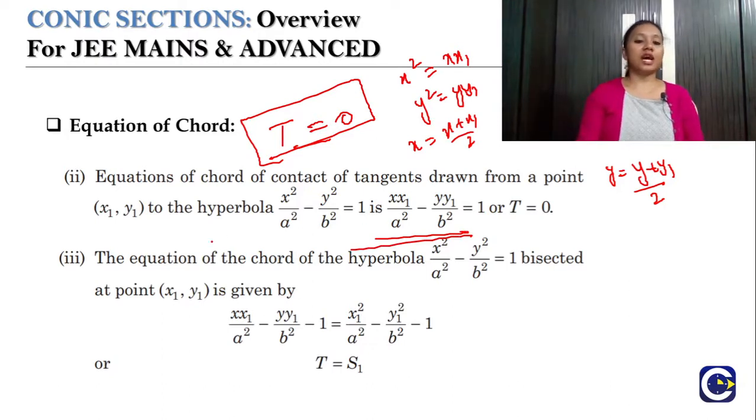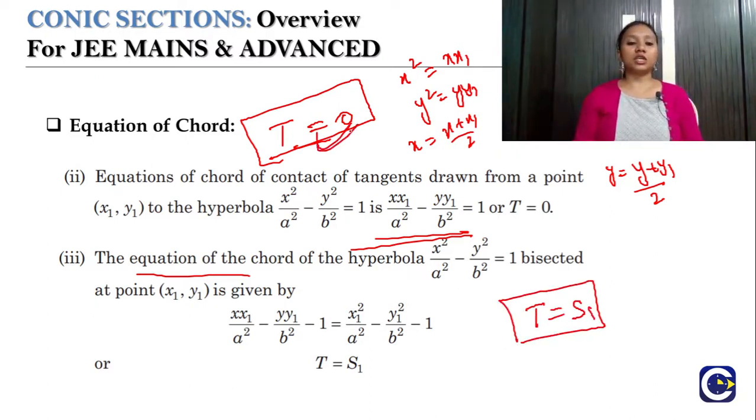The next one is the equation of the chord of the hyperbola. First we have seen writing the equation of a chord using two points, and then the equation of the chord of contact. Now we have the equation of the chord of the hyperbola, the direct chord, which has the condition T equal to S1. For the chord of contact, the condition is T equal to 0, whereas for the equation of the chord, the condition is T equal to S1. T we already know, and S1 is the substitution of the point in the given hyperbolic equation.